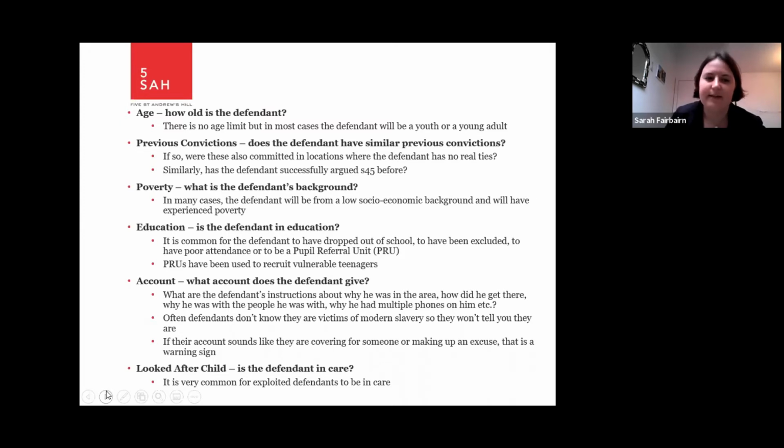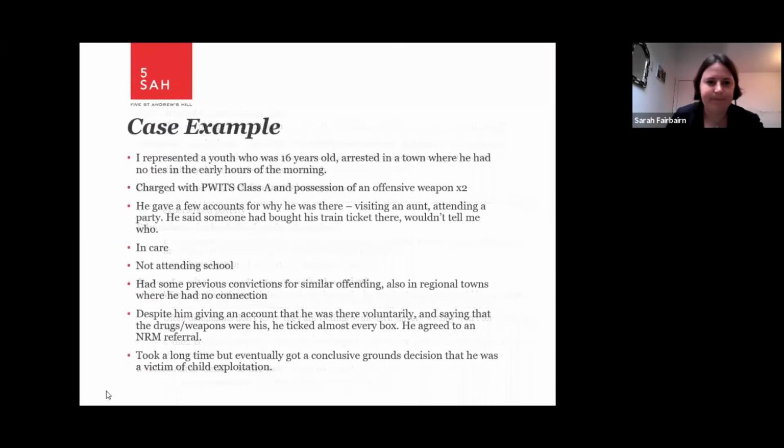So taken all together, these are some of the most common factors and the warning signs to look out for at that first appearance. So moving on, please, Tess.